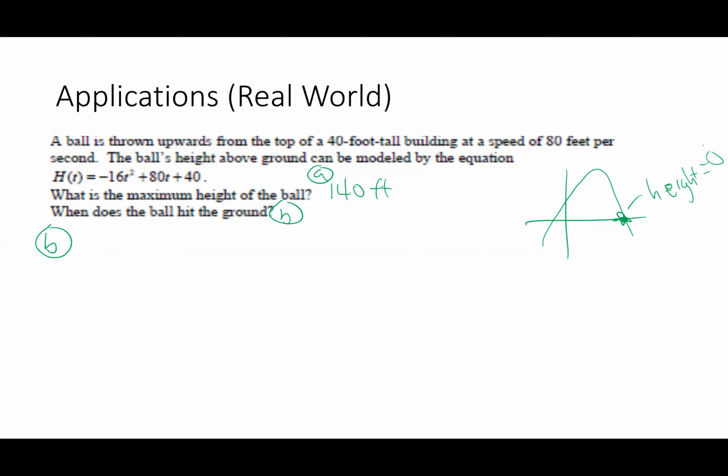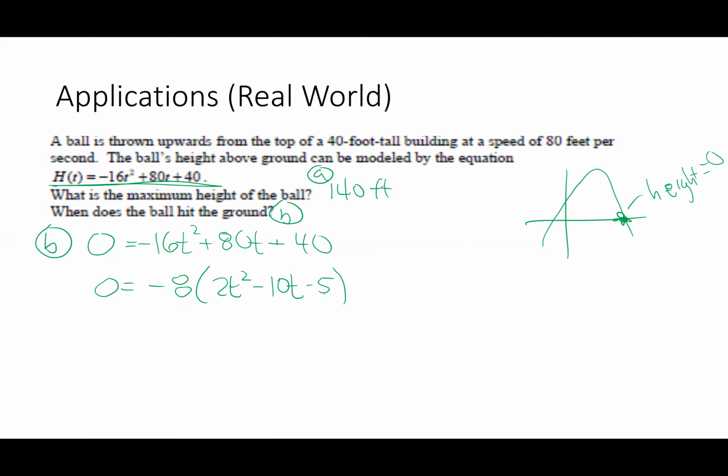So we've got this function here. I'm going to set that equal to 0. And what I'm going to need to do here is solve this. So what I'm going to do is try factoring. The first thing I'm going to do is factor out my -8. That is just a common factor.